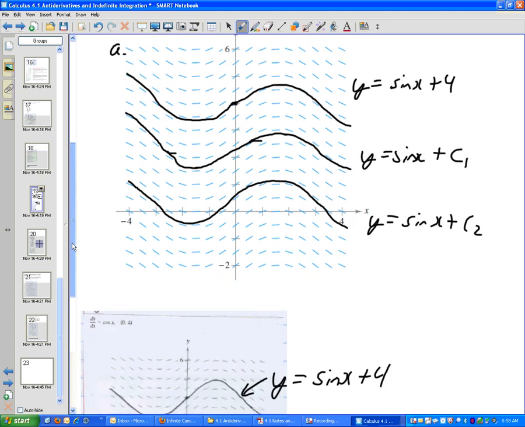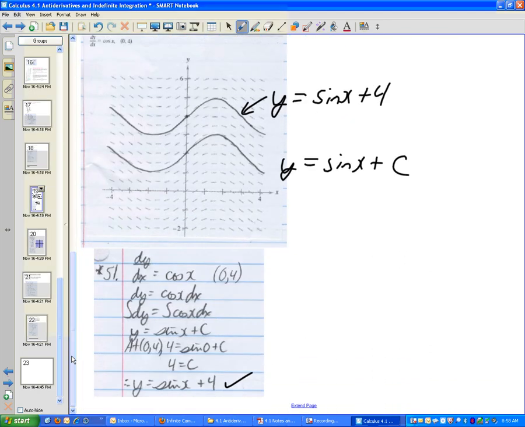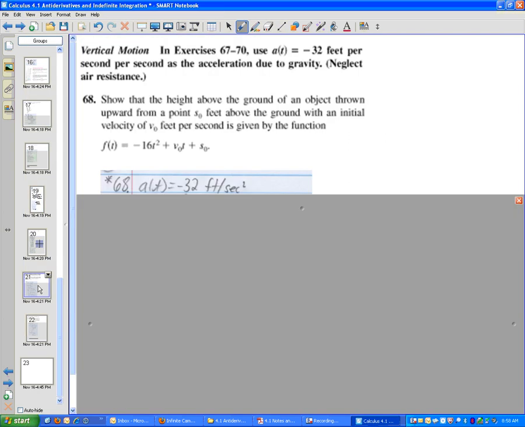All right? Questions on slope fields? All right. Let's see. We haven't done 68 yet, have we? Let's do 68. Vertical motion.